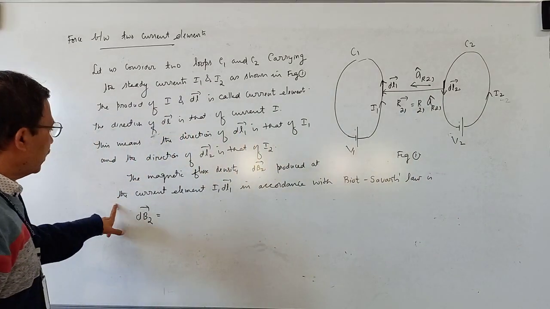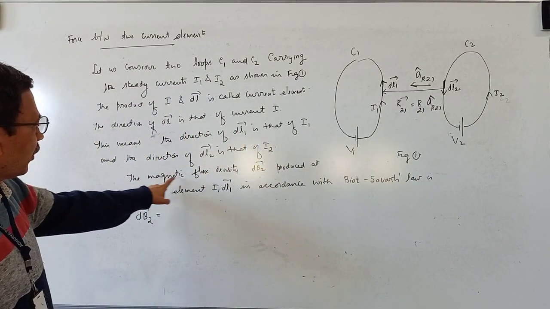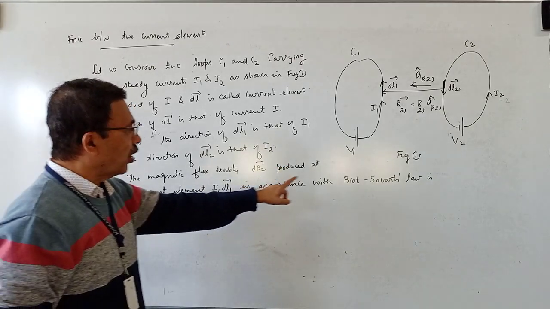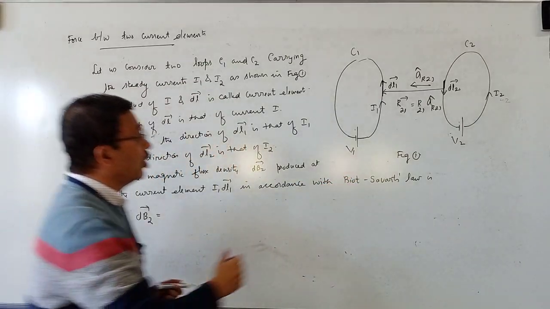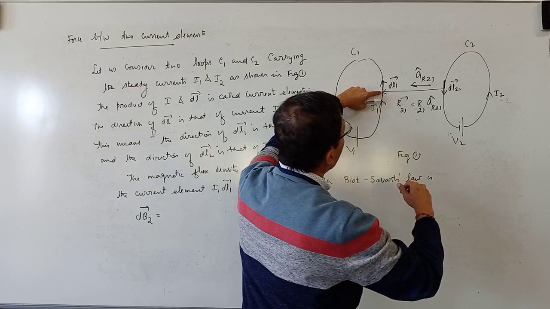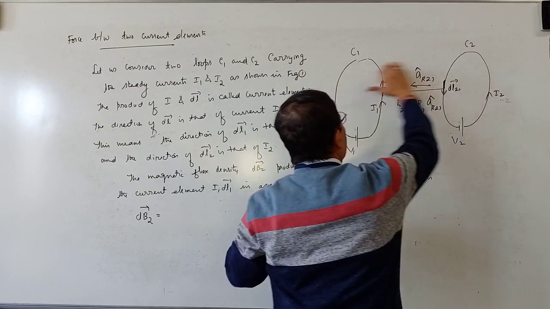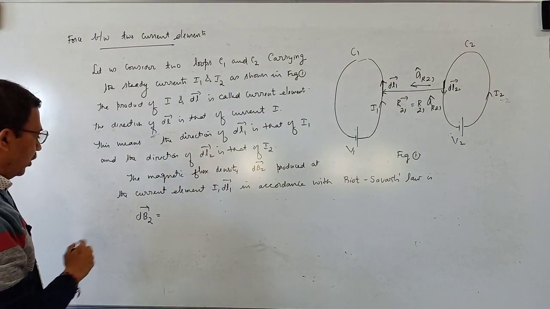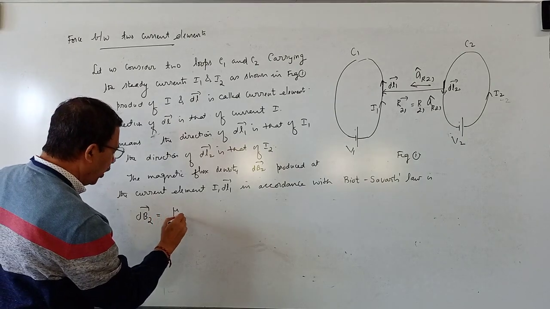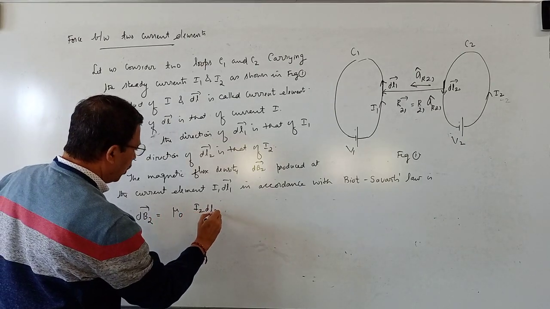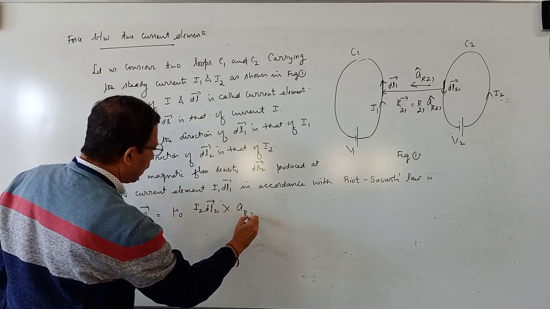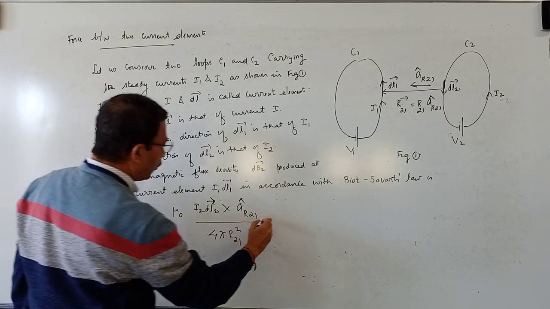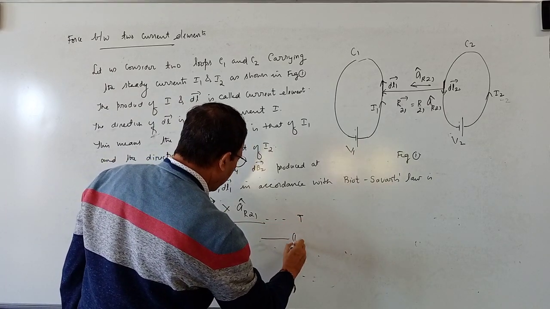So what I have written here: the magnetic flux density dB2 produced at the current element I1 vector dl1 in accordance with Biot-Savart's law. Please note that you want to find magnetic flux density at this point. This is the current element. Therefore, unit vector is directed from this current element to this point. Vector dB2 is equal to mu naught into vector I2 dl2 cross unit vector er21 cap divided by 4 pi r21 square, so many Tesla. This I call equation number 1.